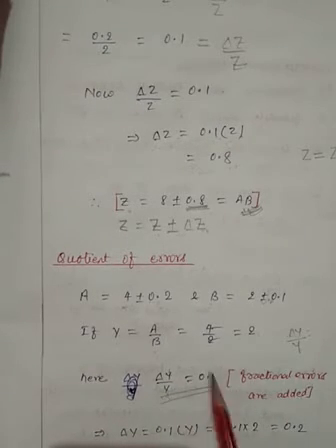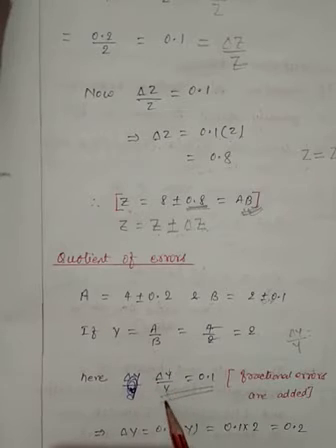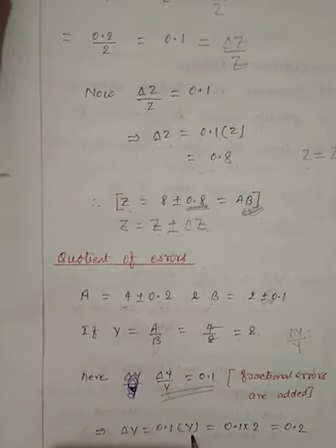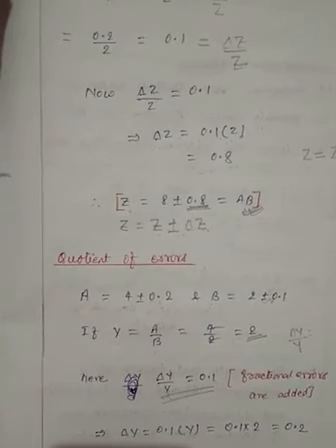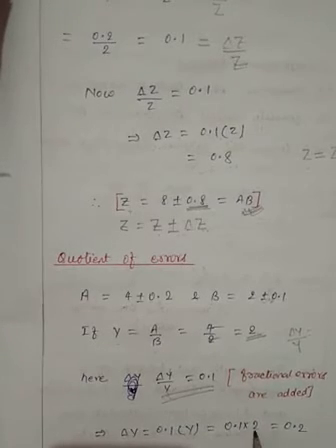Now from this equation, what can we see? Delta y is equal to y times 0.1. So what is delta y? It is 0.1 into y, and already what is the value of y? 2. So 0.1 into 2 is coming as 0.2.